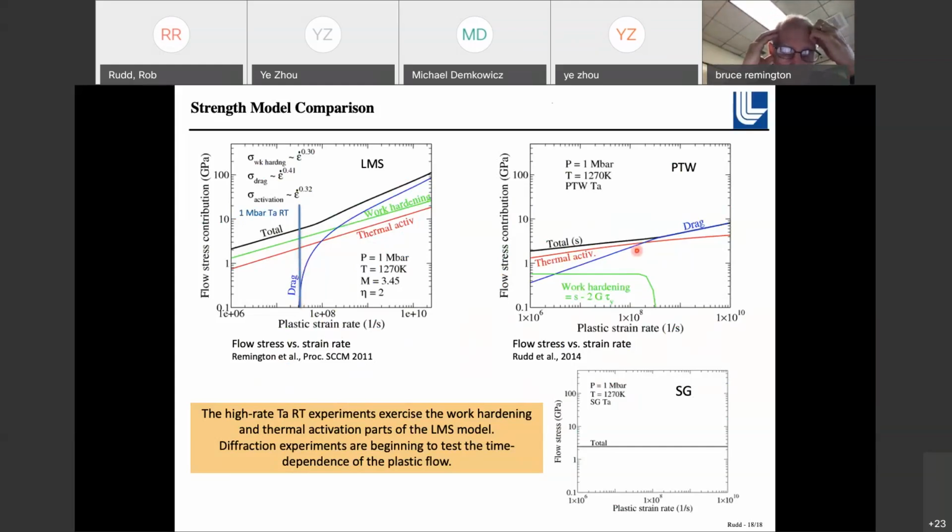In PTW, here too, the model says that thermal activation is dominating over the drag. The way the model is constructed is a little bit different, so exactly how the work hardening is being done is a little bit tricky to disentangle. But you can see that, here too, you're testing a particular part of the model by doing experiments at these rates. And with Steinberg-Guinan, it's rate independent, so you just have a flat curve and there's not a lot of structure to it. It turned out that this one comes in weaker than the other two at these rates. So that's all I wanted to cover, and I'm going to turn it over to Bruce.